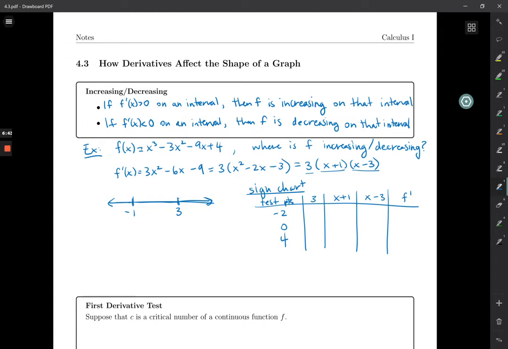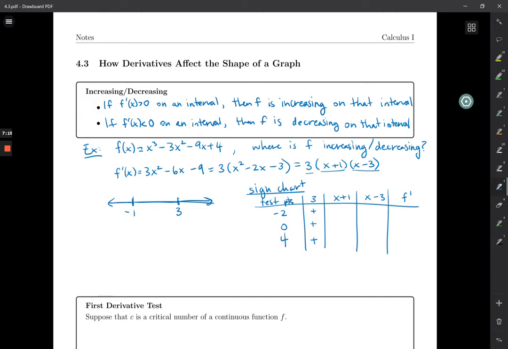And then we're going to go through each row and figure out what the sign of each piece is going to be. And then at the end, we'll figure out what the sign of f prime is going to be equal to. Okay, so actually this first column with the 3 is always going to be positive no matter what, right? So we can just fill this in with plus signs. So I'm going to use plus if the piece is positive and minus if it's negative.